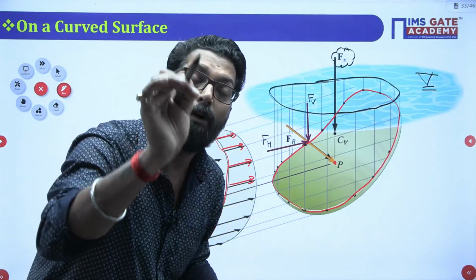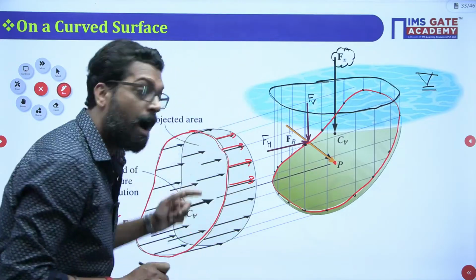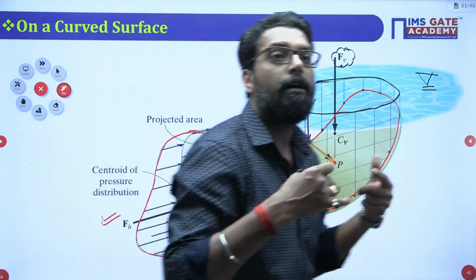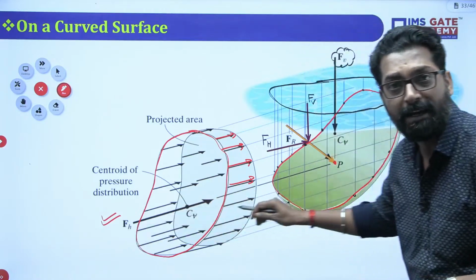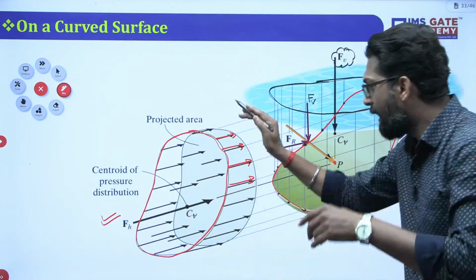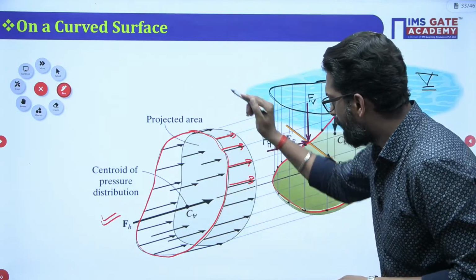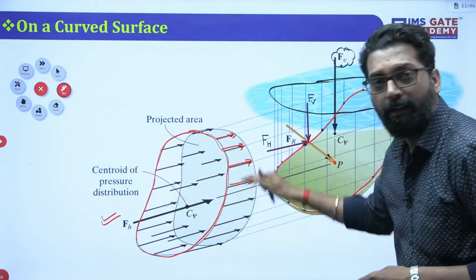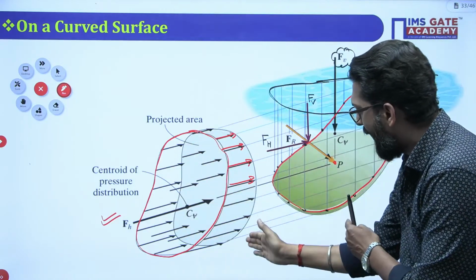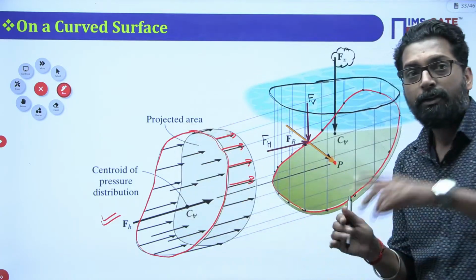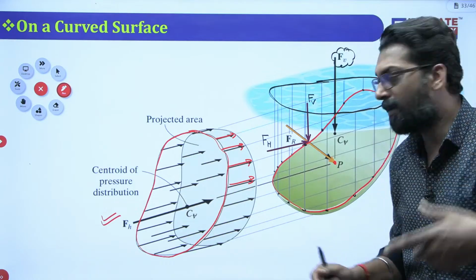Centroid of the volume of the pressure prism, or Cp of the resultant hydrostatic force in the horizontal direction, is the Cp of the area of that. What is the area? There is a plane area. If this is a volumetric image and you project the line view, there must be an area.